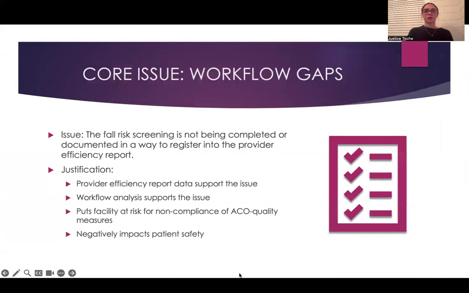From the findings of the workflow analysis and the provider efficiency report data, it is evident that the issue is the fall risk screening is not being completed or documented correctly to register it into the provider efficiency report. The provider efficiency report data backs the issue, displaying a 0% completion in this category, and the workflow analysis backs the problem, displaying no area where fall screening is being completed. It is critical to address this issue because it puts the facility at risk for noncompliance with ACO quality measures and can negatively impact patient safety.